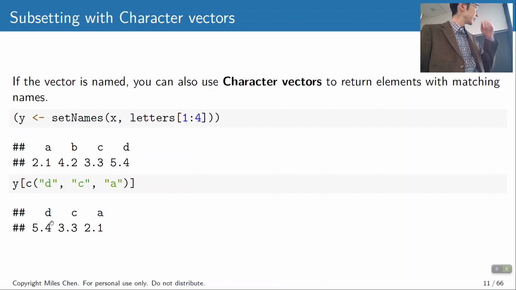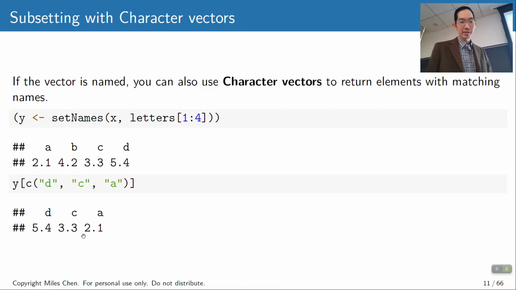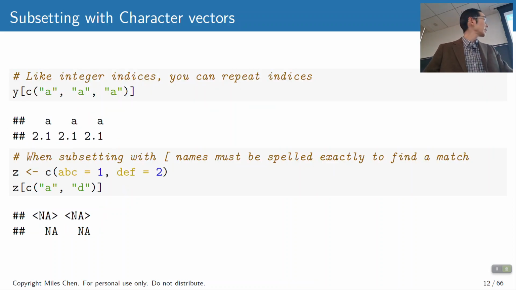And so when you see a vector, the values are these numeric values, 5.4, 3.3, and 2.1. Those are the values of the vector, and the D, C, and A are just names of the elements in that vector. Like integer indices, if you repeat the name, that element will get repeated. If you have a name like ABC or DEF, the names have to be an exact match. So here, if I select A and the name is ABC, it's going to say I couldn't find this name.